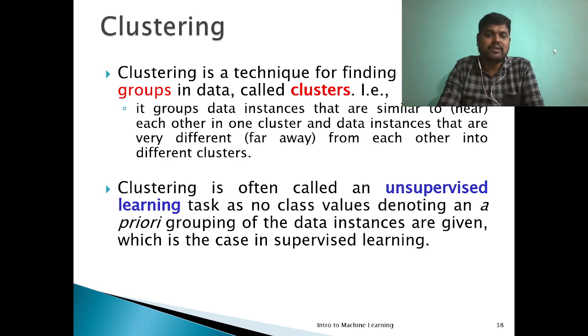So clustering is one of the unsupervised machine learning models. It is used to find the similarity in the groups called clusters. So it will group similar items called clusters, right?